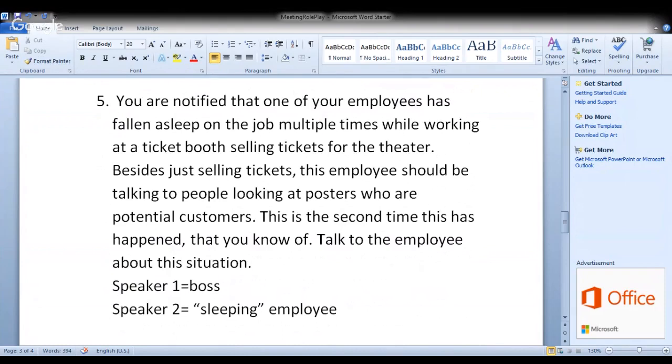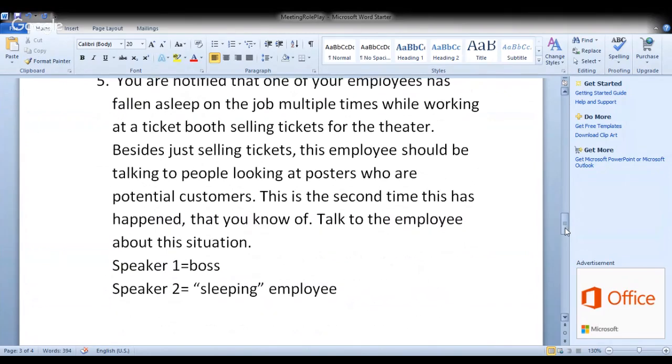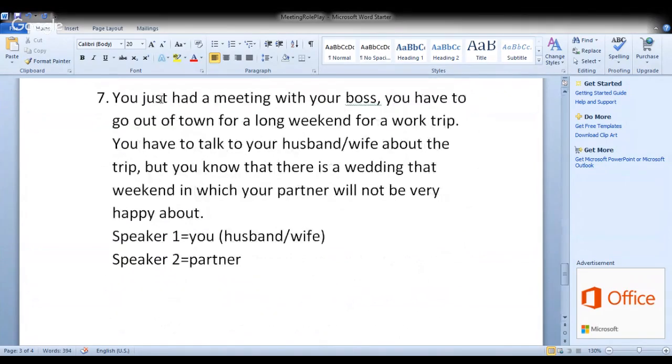Okay, 1 to 8, except for number 5. Number 7. Okay, so you have just had a meeting with your boss. You have to go out of town for a long weekend for a work trip. You have to talk to your husband or wife about the trip, but you know that there is a wedding that weekend which your partner will not be very happy about, that you have to leave, okay?